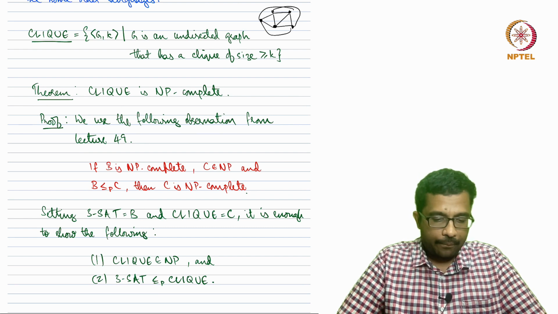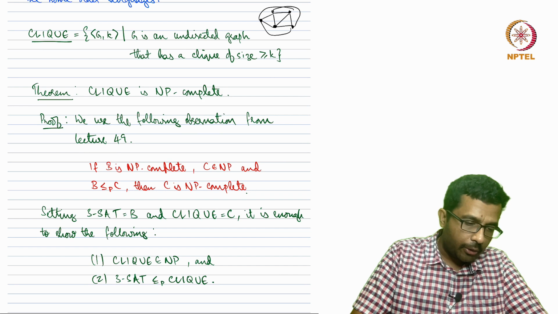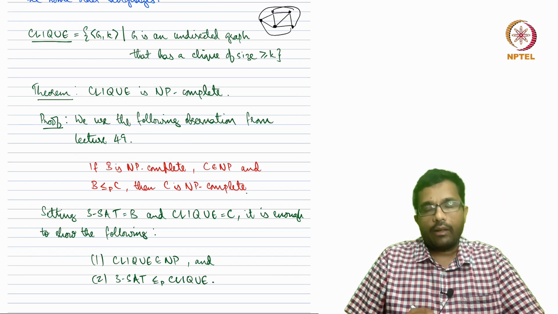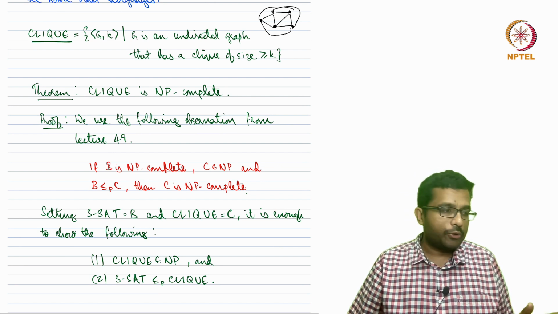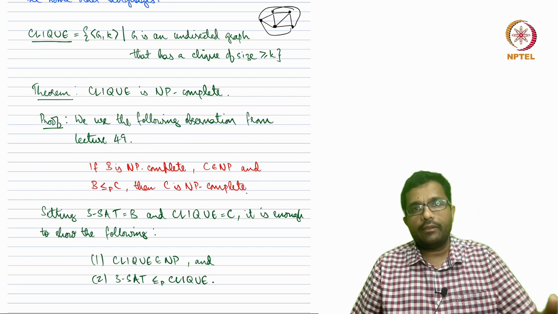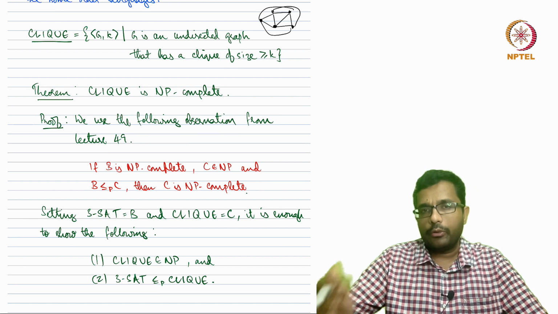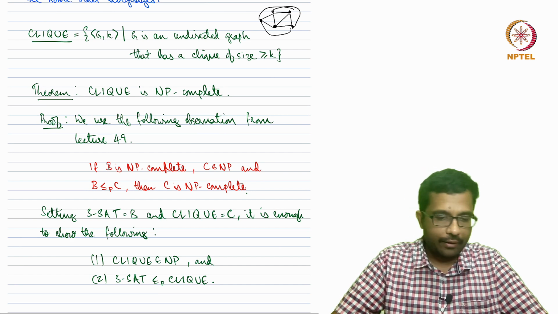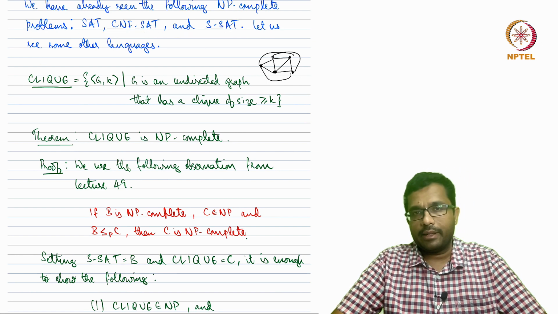So how are we going to show that this is NP complete? We are going to make use of the following observation that we saw in the previous week. To show that SAT is NP complete, we had to show that all languages in NP are reducible to SAT. However, from now on we are not going to take that route, because we already have NP complete languages. In fact, we already have SAT, CNF-SAT and 3-SAT. All of them are NP complete.